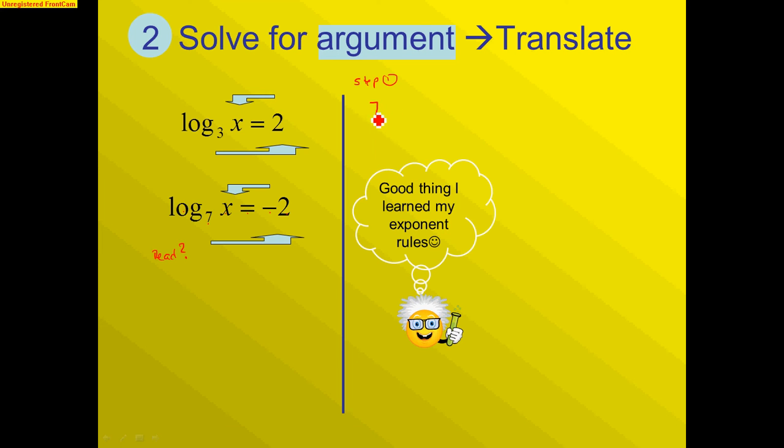Write down the base, dipsy up the exponent, doodle the rest. And then use your exponent rules. A negative exponent means reciprocate the base and negatize the exponent. 1 squared is 1, and 7 squared is 49. There's my answer. Oh, I have to check my definition. Is 1 over 49 greater than 0, because I was solving for an argument? Yes. So 1 over 49 is my answer.